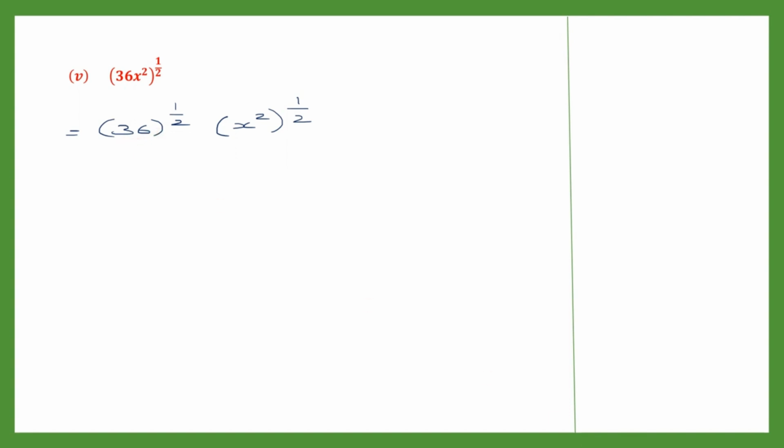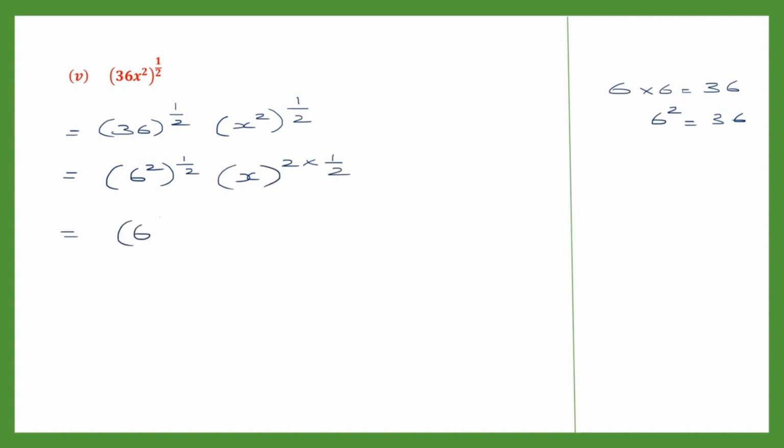Now what about 6 into 6? 6 into 6 is 36, isn't it? That means 6 to the power of 2 is 36. So instead of writing 36 here, we can write 6 to the power of 2. And this we can say is raised to the power of 1 by 2. Now here we can say x is raised to the power of 2 into 1 by 2 using the power law. So here in this step, this becomes 6 to the power of, again here also power law, 2 into 1 by 2. And here we have x raised to the power of 2 into 1 by 2.